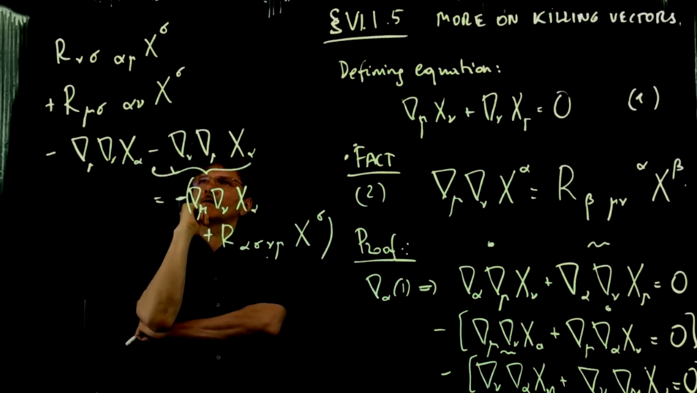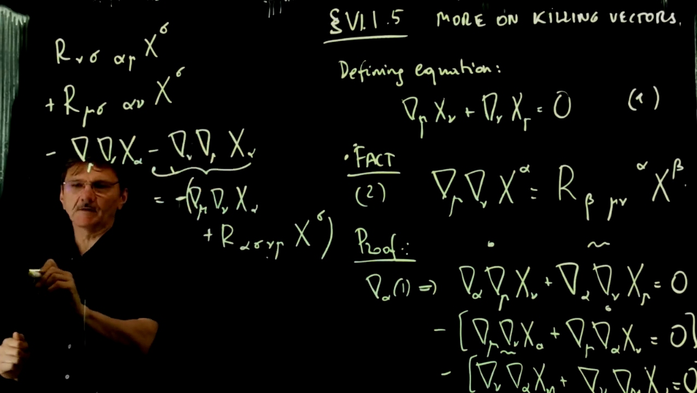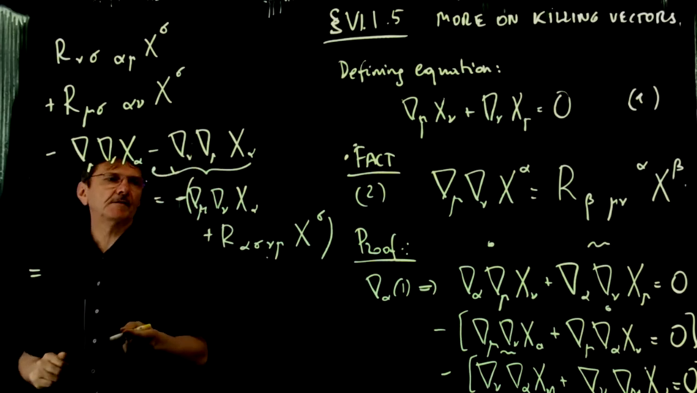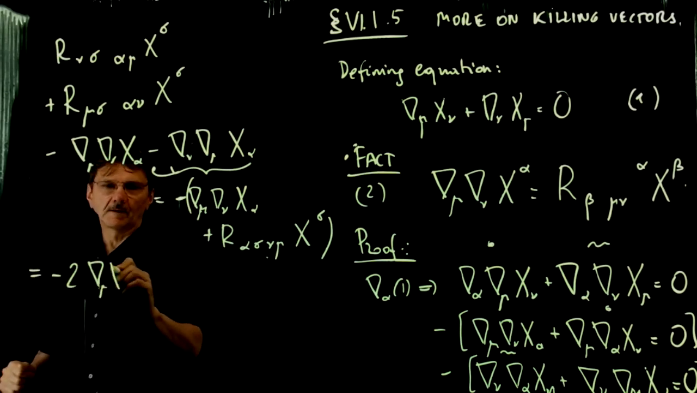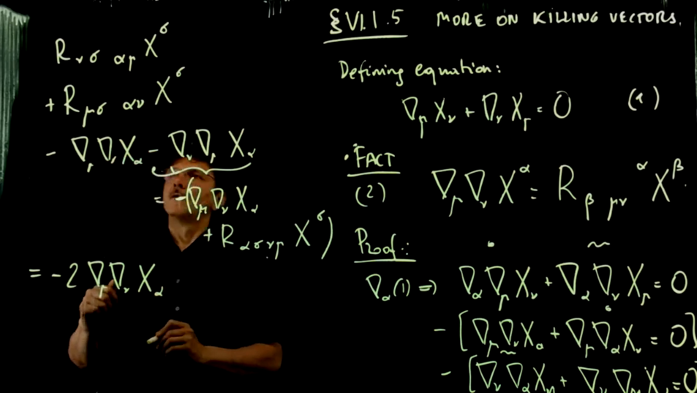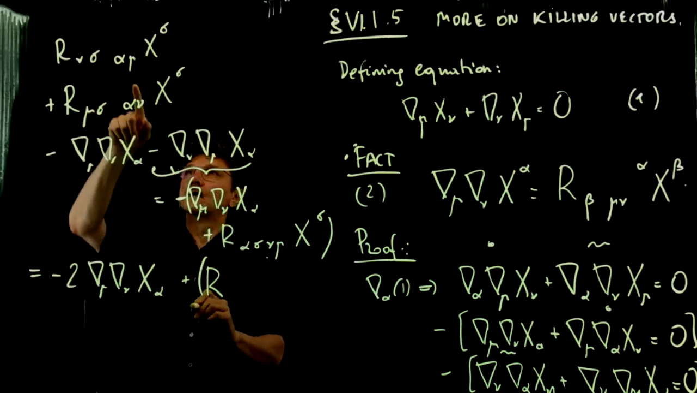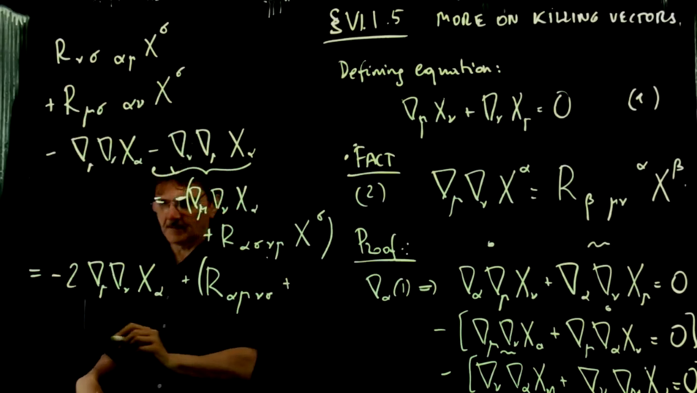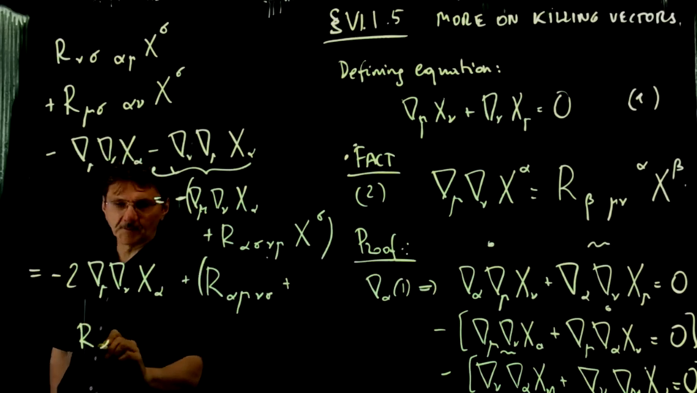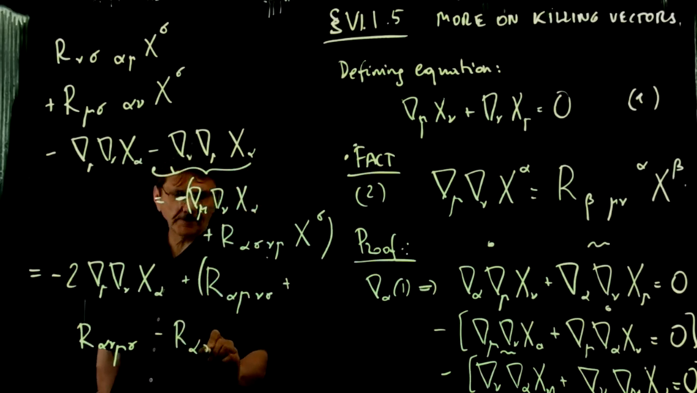On which one can we use the second Bianchi identity? Let's write all these terms so that alpha is at the first place. Okay, so that it's going to be clearer. Then we get minus 2 d mu d nu x alpha. And then we get plus r alpha mu nu sigma, just change the order of the pairs, plus r alpha nu mu sigma, and minus r alpha sigma nu mu x sigma.